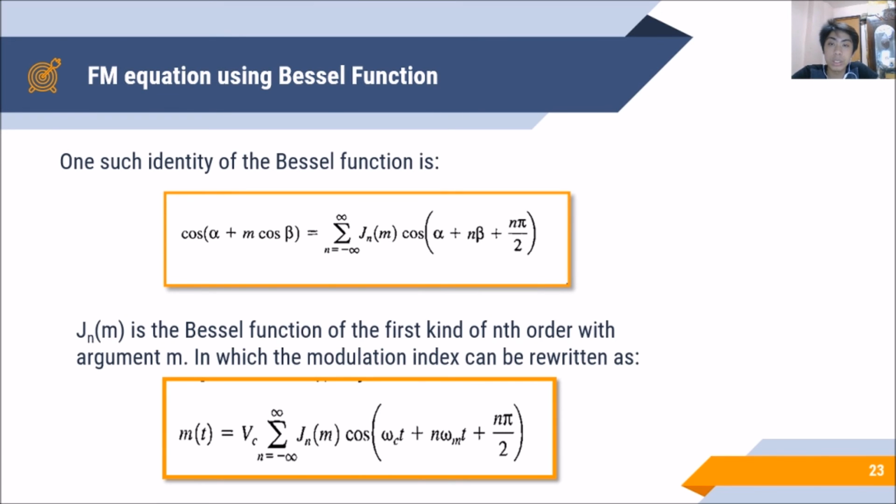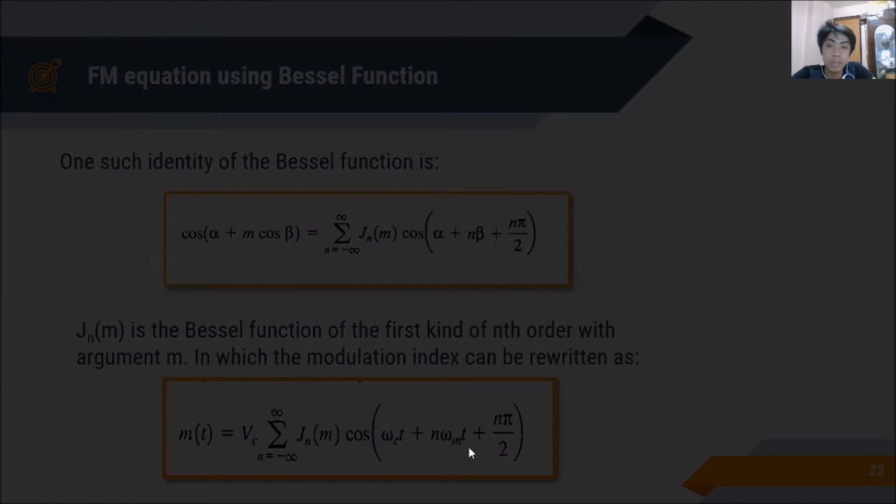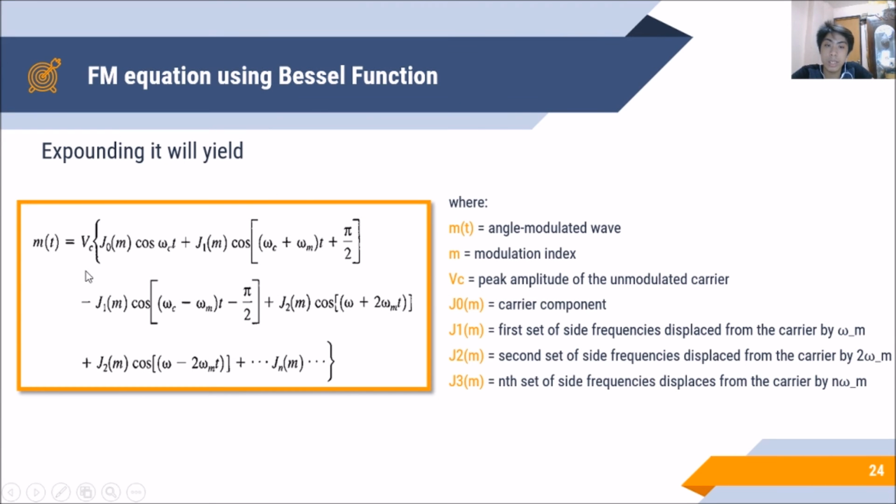So for the FM equation using Bessel functions, one such identity of the Bessel function is shown here, and J sub n(m) is the Bessel function of the first kind, of nth order with argument m, in which the modulation index can be rewritten as this. And when this equation is expanded, we will have this, wherein omega t equals the angle modulated wave, m equals the modulation index, and Vc equals the peak amplitude of the unmodulated carrier.